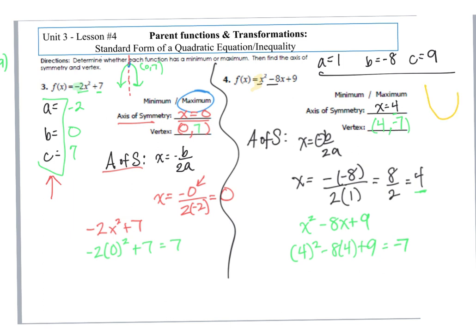Positive people are happy. Happy people smile. So that's the type of parabola it would be. If it's happy, then we have a minimum value. We have a lowest point for our vertex, which I now know is (4, -7). My axis of symmetry would be that line that cuts it right there. So this was a minimum. Again, we'll keep using all of this, and now we're going to start graphing our quadratic equations.